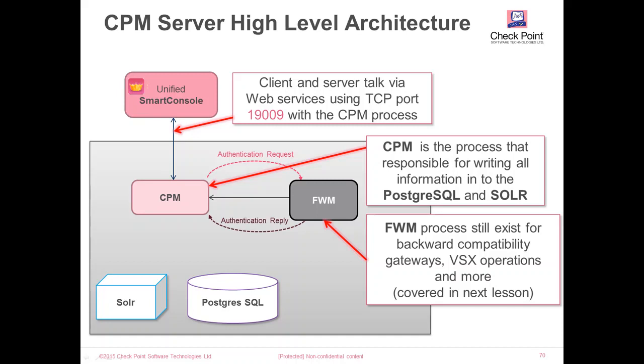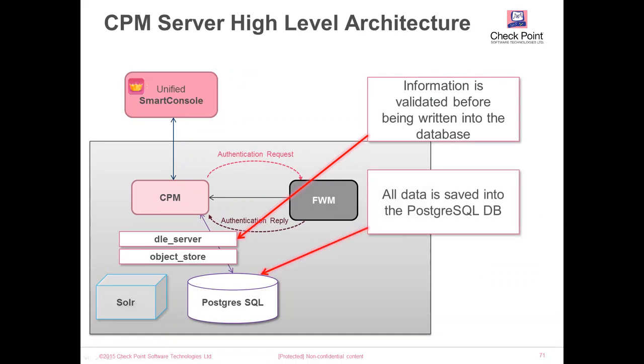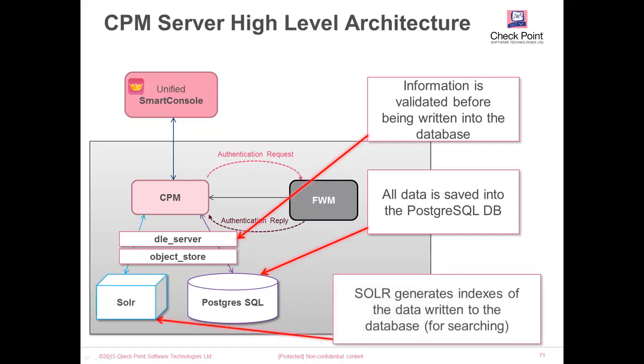Once the client is validated, the FWM process sends the authentication reply back to the CPM process. The CPM process then communicates with the PostgreSQL database, where information is validated in the DLE server before it's written into the database and checked with the object store. All data is saved into the PostgreSQL database. It also communicates to the Solr process. Solr generates indexes of the data written to the database for quick search capabilities within the objects inside the PostgreSQL database.